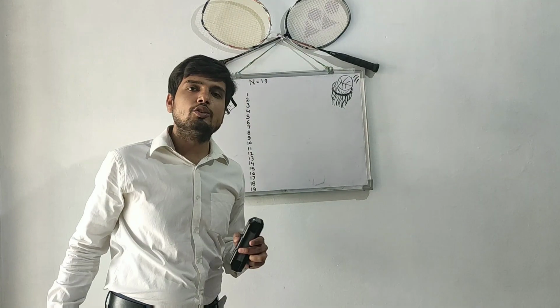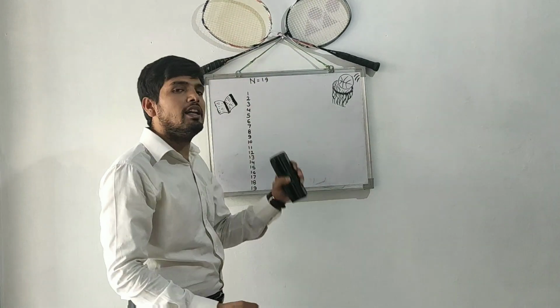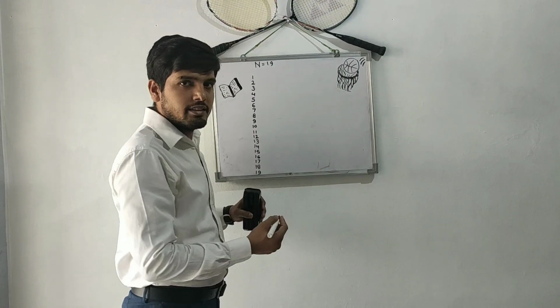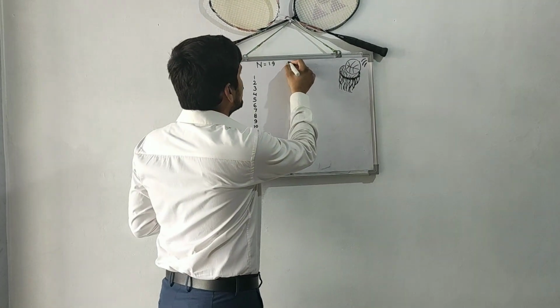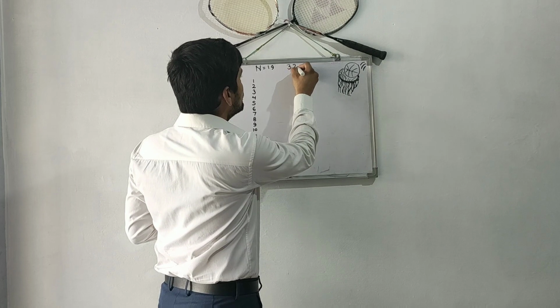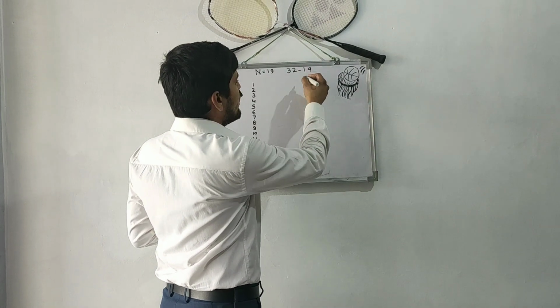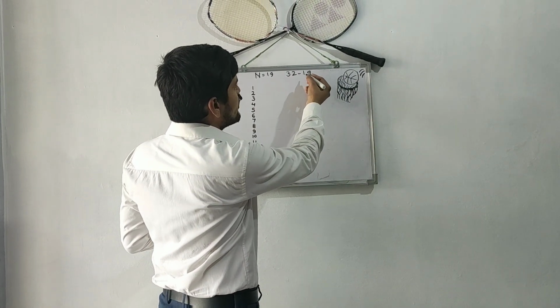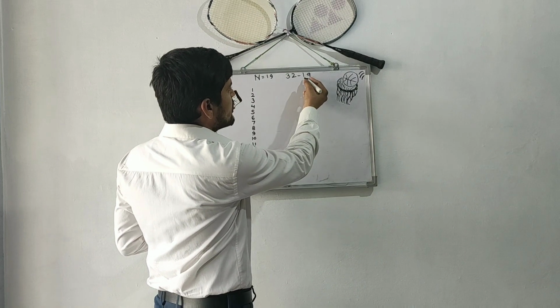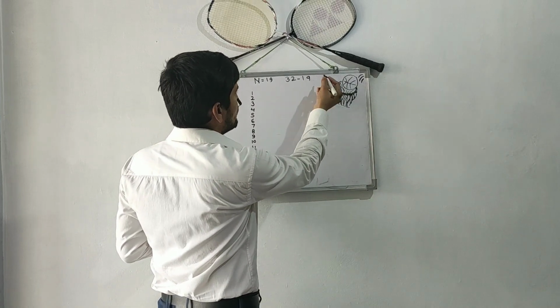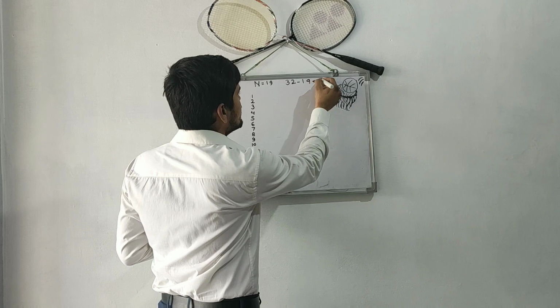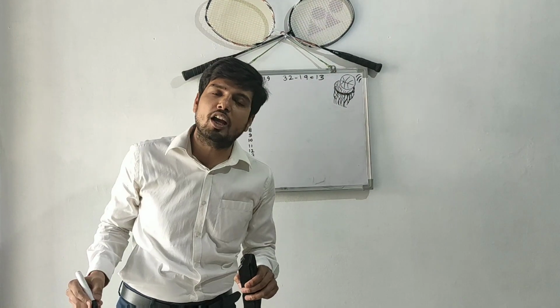Okay, so n is equal to 19, and if you find the number of byes here, that is 32 minus 19, which is 13. 13 byes need to be allotted.